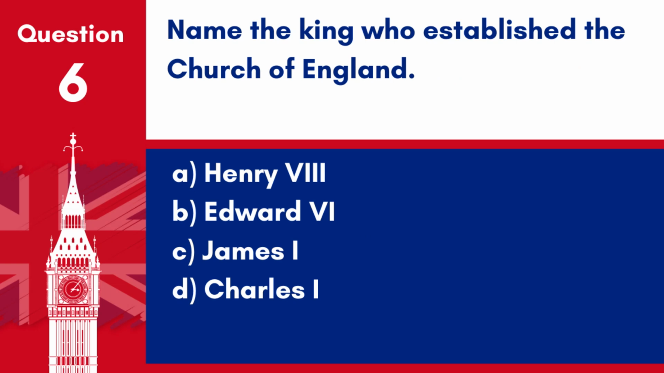A. Henry VIII, B. Edward VI, C. James I, D. Charles I? Answer: A. Henry VIII. King Henry VIII established the Church of England in 1534 after his request for a marriage annulment was denied by the Pope.